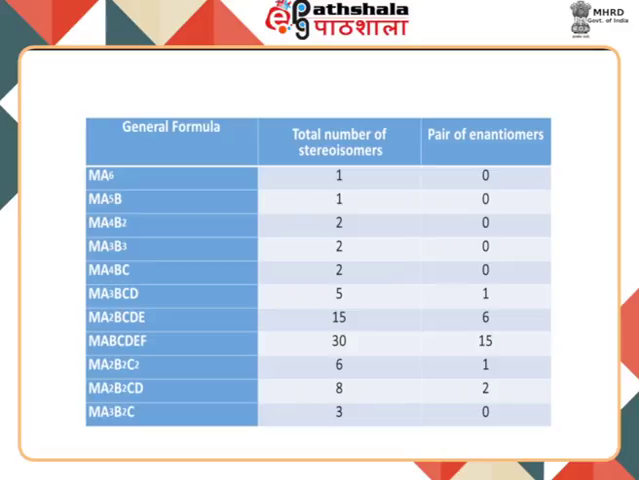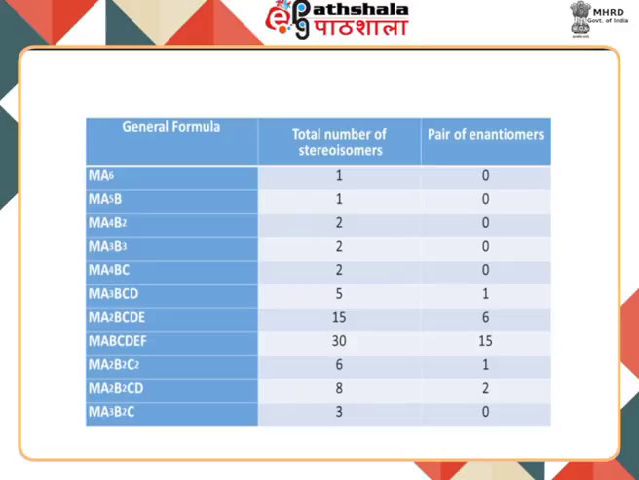For the complex type MA5B, the total number of stereoisomers possible is 1, however the pair of enantiomers is again 0. For the complex MA4B2, the total number of stereoisomers possible is 2, whereas the pair of enantiomers is 0. For the complex MA3B3, the total number of stereoisomers is 2, pair of enantiomers 0.